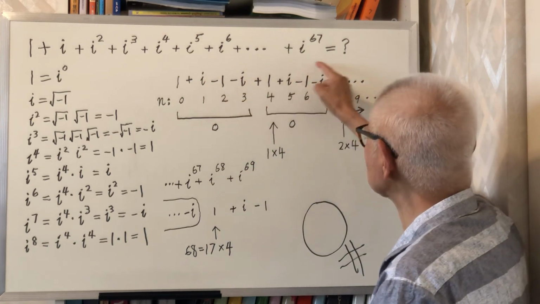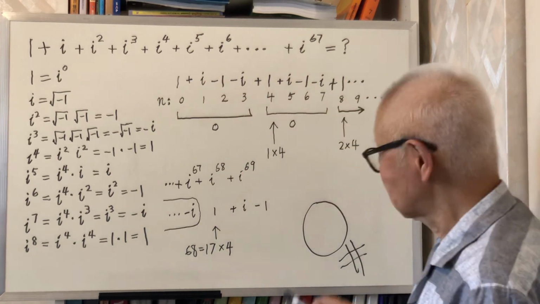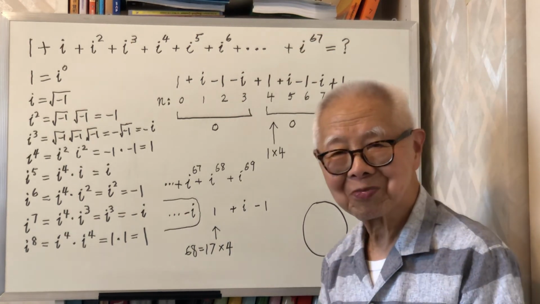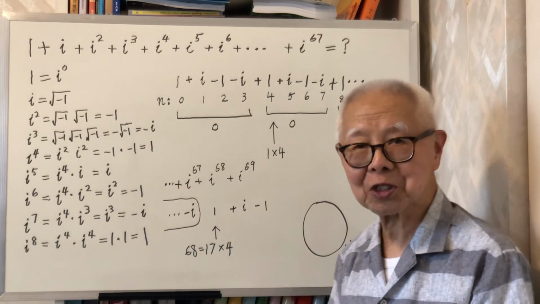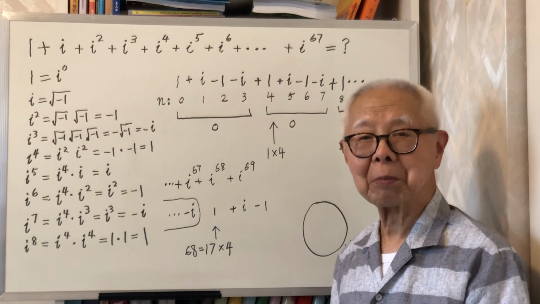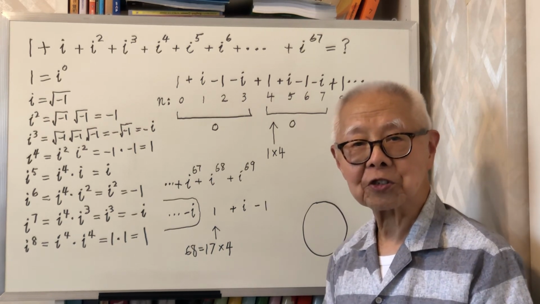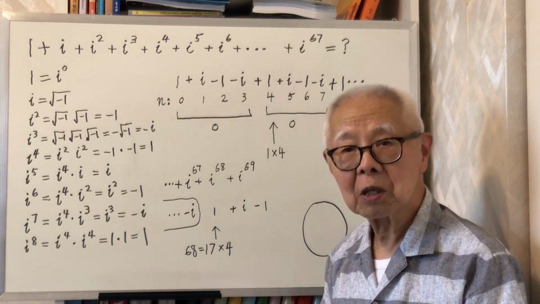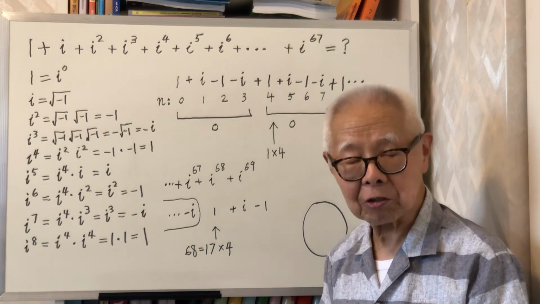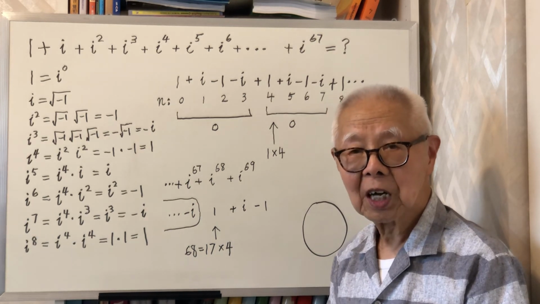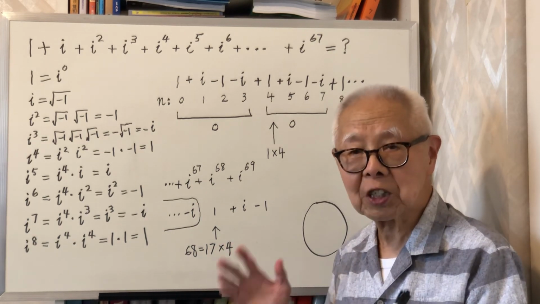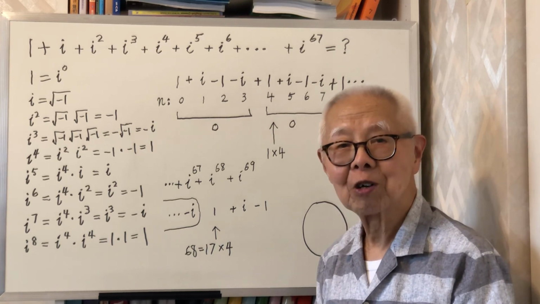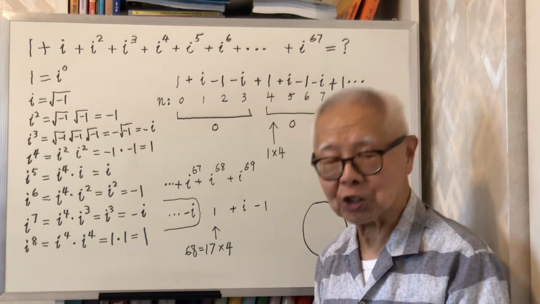Therefore, what is the answer here? It's a big 0. That's the answer. So the answer to this series of imaginary numbers is just 0. You get the answer by looking at the pattern, and you discover that every 4 terms, you repeat itself. And that's the answer. The number is 0.